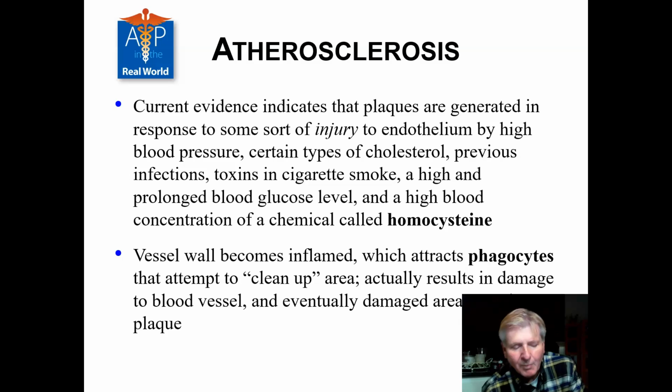So what happens in atherosclerosis? The vessel wall becomes inflamed. That then in turn attracts phagocytes that attempt to clean up the area. But what it does, it actually results in damage to the blood vessel. And eventually that damaged area then turns into a plaque.